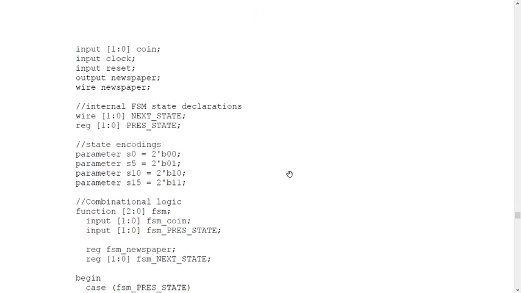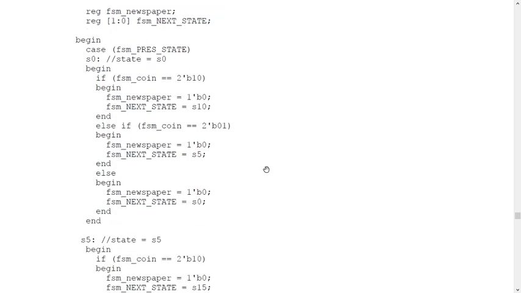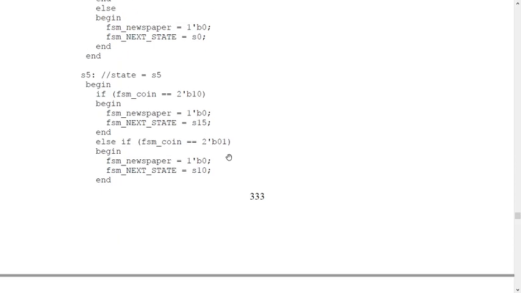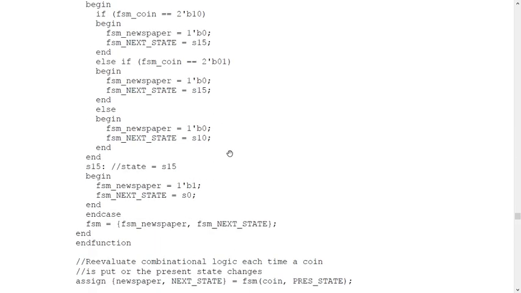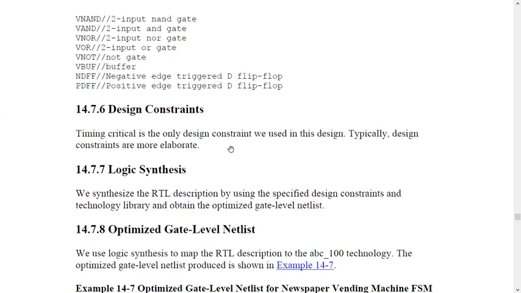I need to consider the states. So which state? State S0, considering the coin, newspaper and other parameters. S5, different states are available. I can design my states and I can start designing the things. So that is with respect to the design constraints. Timing critical is one of the important things. So I need to consider it in this design. Typically, design constraints are more elaborate.